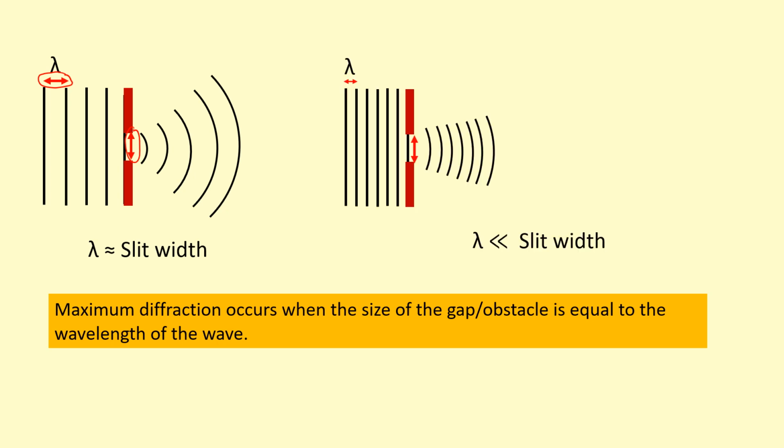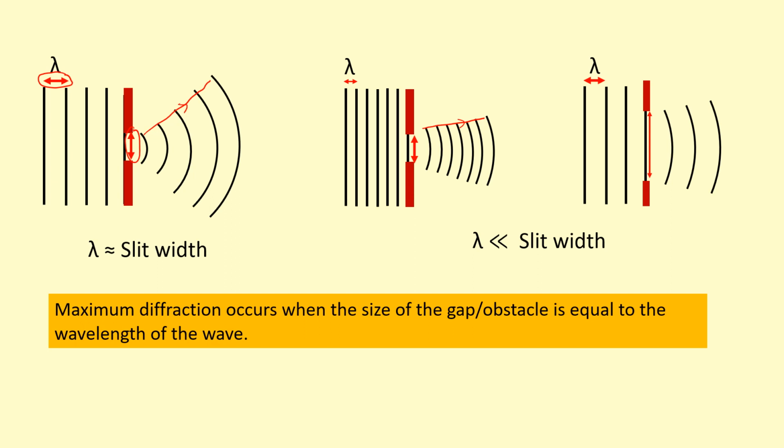Now here, if the wavelength is much smaller than the slit width, you can see it's still spreading out, but the angle at which it's spreading out, the amount of spreading out, is not as large as you can see when the wavelength and the gap size are roughly equal. Now here, the gap size is much bigger than the wavelength. So again, it's still spreading out, but not as much as if the gap size and the wavelength are roughly equal.